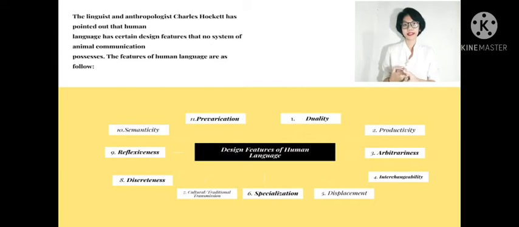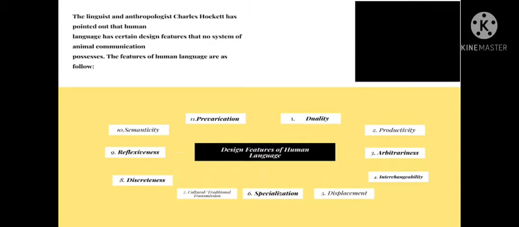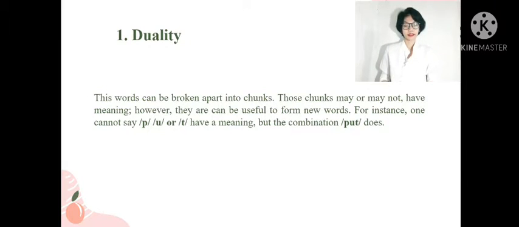First is duality, productivity, arbitrariness, interchangeability, displacement, specialization, cultural and or traditional transmission, discreteness, reflexiveness, semanticity, and last is prevarication. And now I will explain about duality.